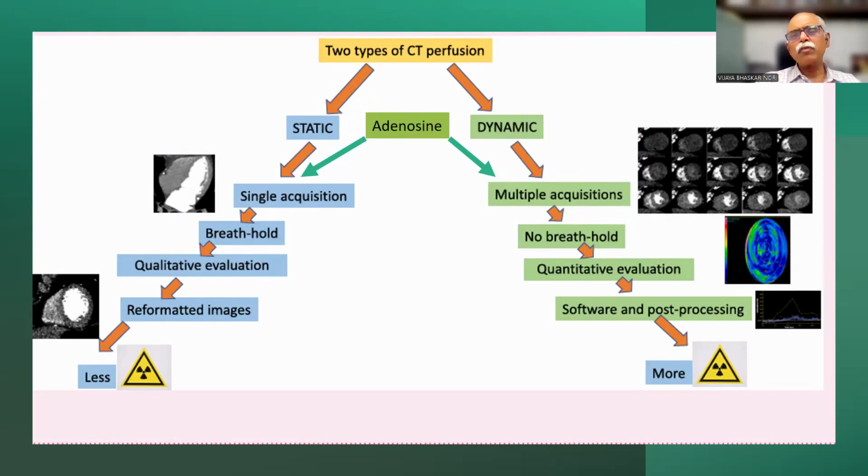Now, let us look at the types of CT perfusion. There are two types of CT perfusion. One is a static perfusion, the other is a dynamic perfusion. In both of them, adenosine is given. That means the pharmacological stressor is given to increase the blood flow, overall hyperemia and coronary hyperemia. We do static and dynamic perfusion.